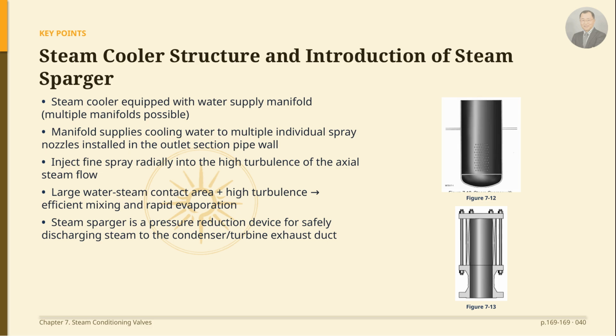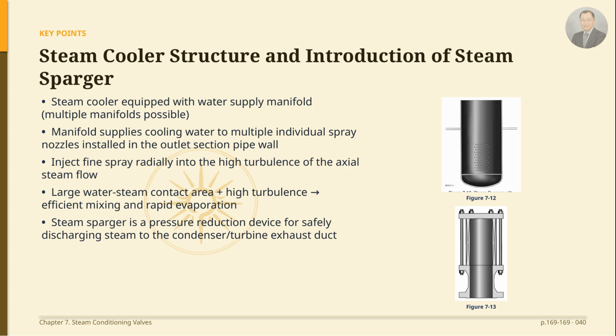I will explain the internal structure of the steam cooler and the steam sparger that follows. The steam cooler is equipped with a water supply manifold, which can consist of multiple manifolds. This manifold supplies cooling water to a number of individual spray nozzles installed in the pipe wall of the outlet section. As a result, a fine spray is injected radially into the high turbulence of the axial steam flow. The combination of the large contact surface area of the water and the high turbulence in the steam results in very efficient mixing and rapid vaporization.